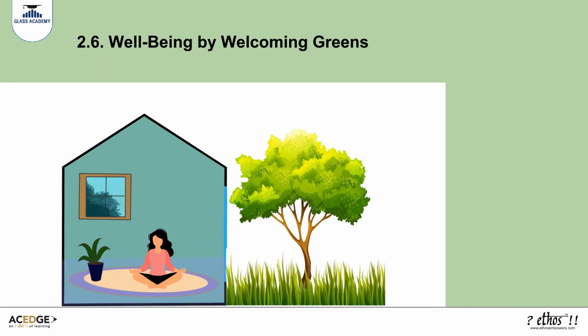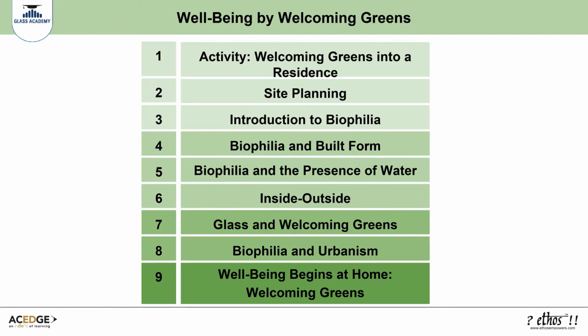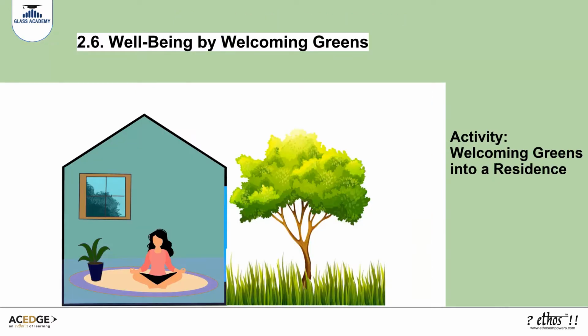Welcome to part 6 of Module 2, Well-being by Welcoming Greens. Here is the list of points that we will be looking at in this chapter. Let's begin with macro-level design, that is, site planning.